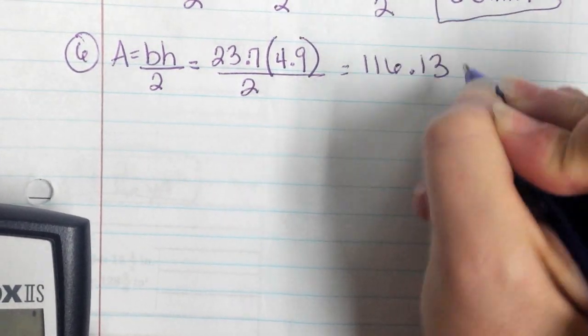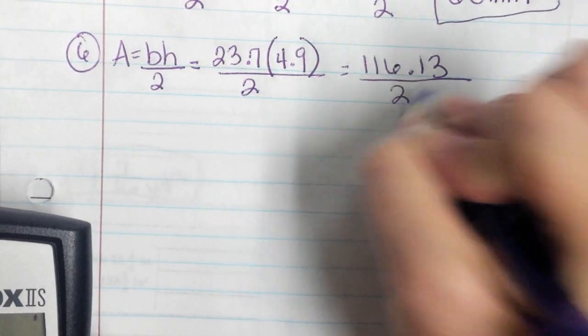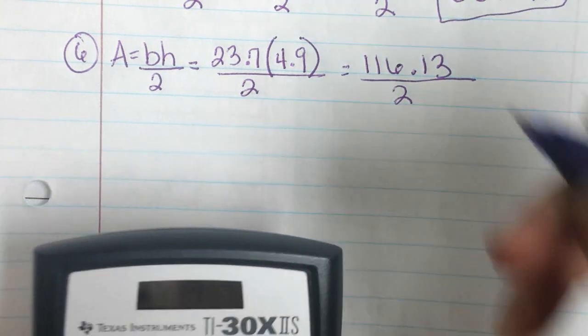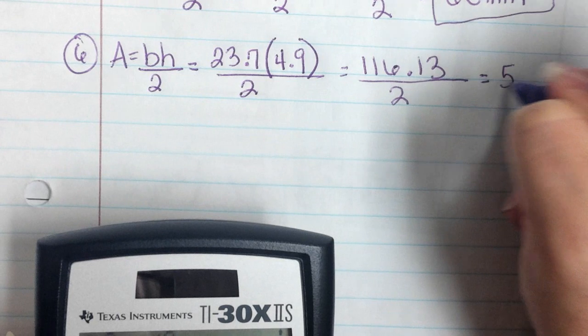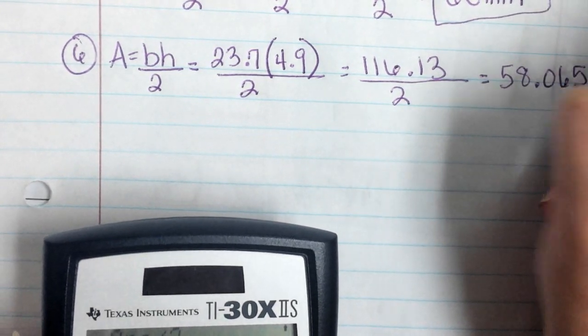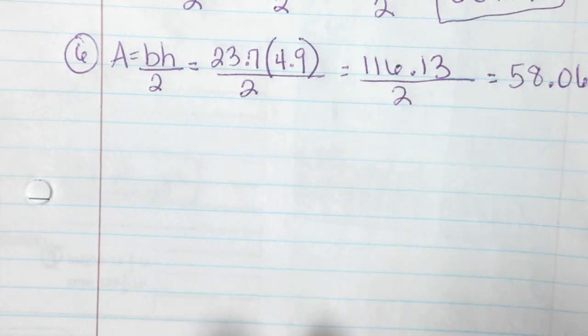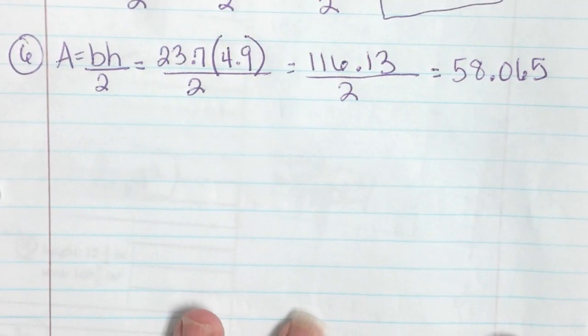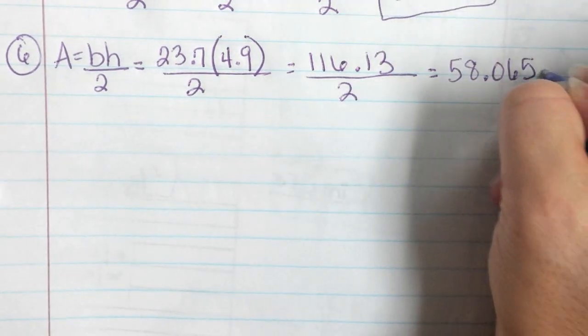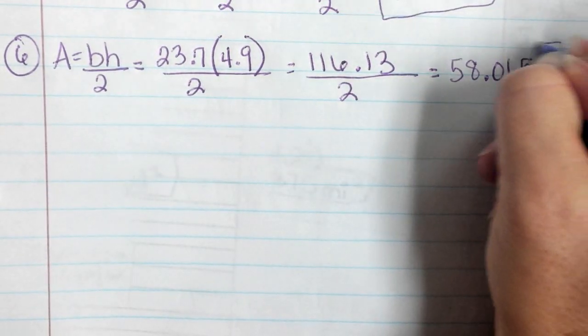I got this on the top. That second bell divided by 2. So I got this, 58.065. And this one is meters squared.